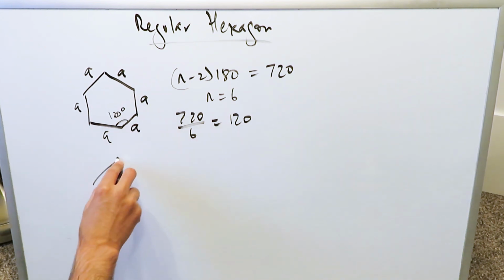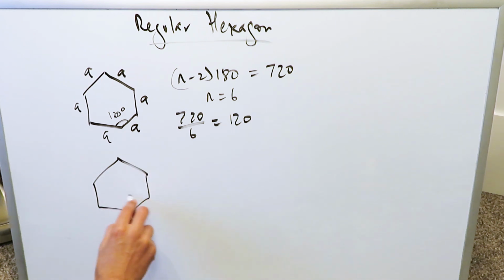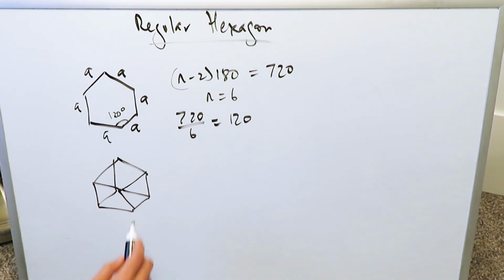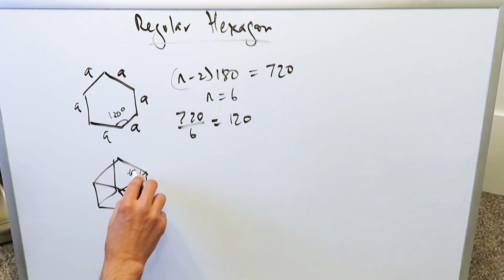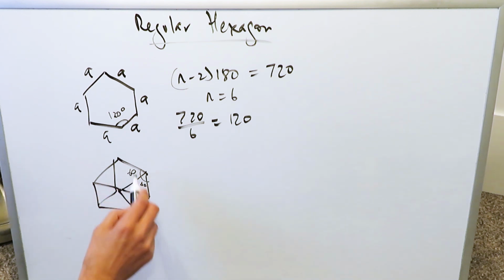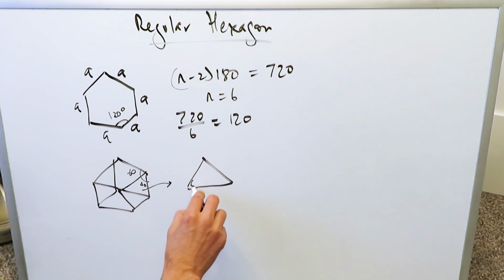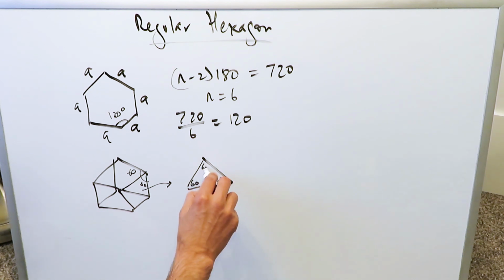If you were to look at this regular hexagon, and draw a center and then start connecting it to these vertices, you've generated 6 equilateral triangles. Because this 120 gets split into 60 and 60 all the way around, you're generating equilateral triangles. Pluck out any of these and you're looking at a 60, 60 and a 60.